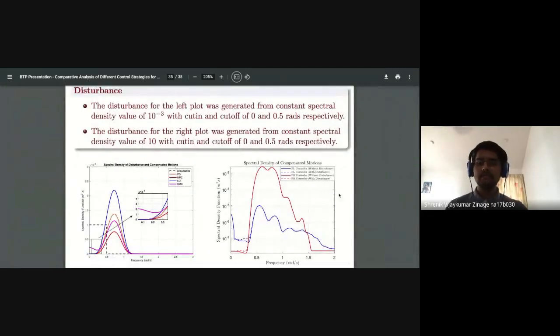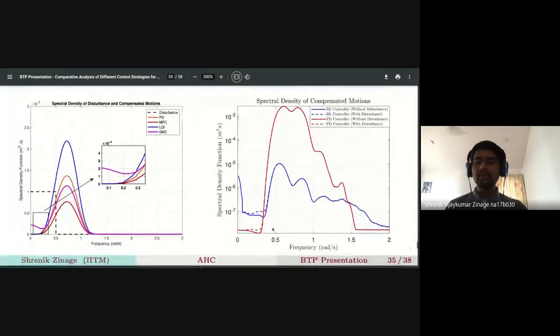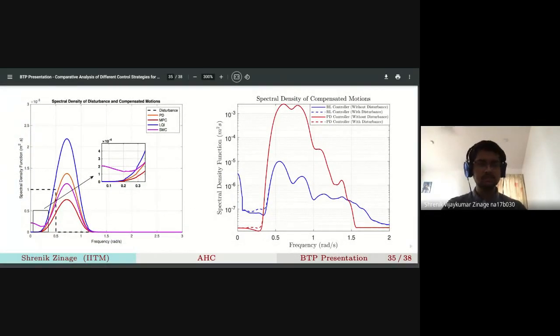Similarly, on the right side, the RL controller was able to do a very good job in rejecting low value disturbance. So I tried increasing the constant spectral density value of the disturbance to a higher value, say 10, to see whether RL control is still doing well, and it did well in that case as well. The figure on the right shows the comparison between RL and PD controller with and without disturbance. There was a slight variation, but this was for a higher disturbance case; this was for a lower disturbance case. In the lower disturbance case, RL performs similar to other controllers like PD and MPC.